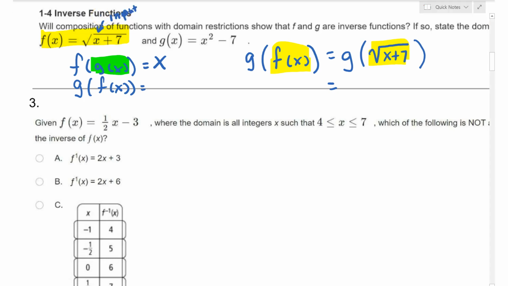So now we have the square root of x plus 7, squared. That's the input right there. You see that? Minus 7. When we square a square root, they cancel, so we're left with x plus 7 minus 7. That's 0, and that does show it's x. Okay?